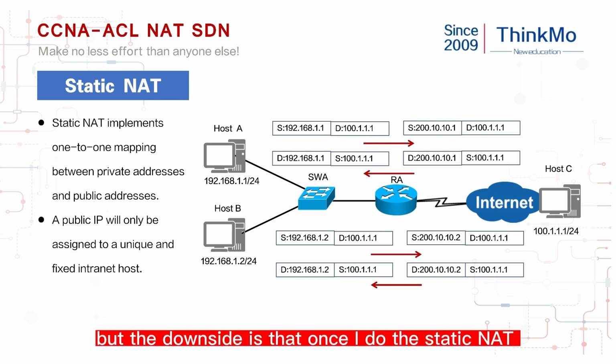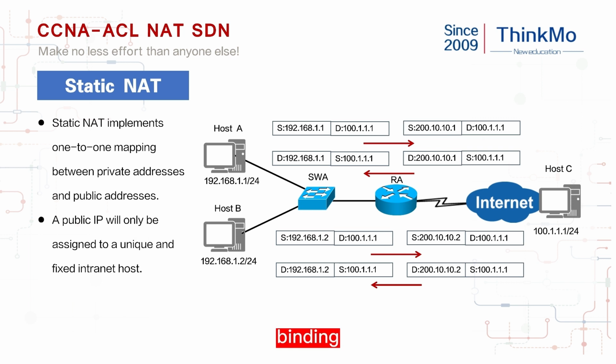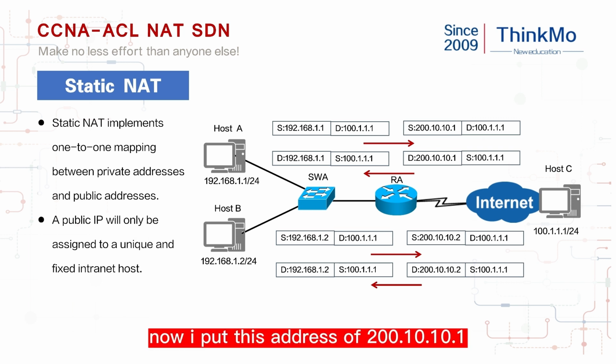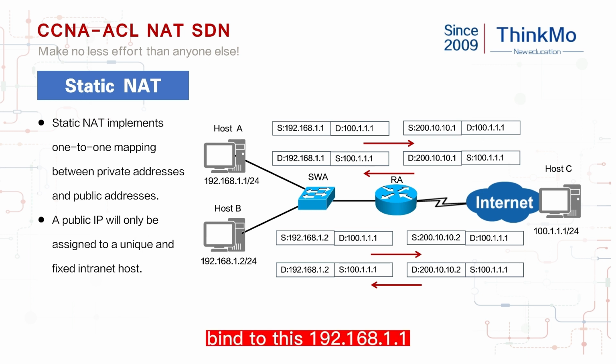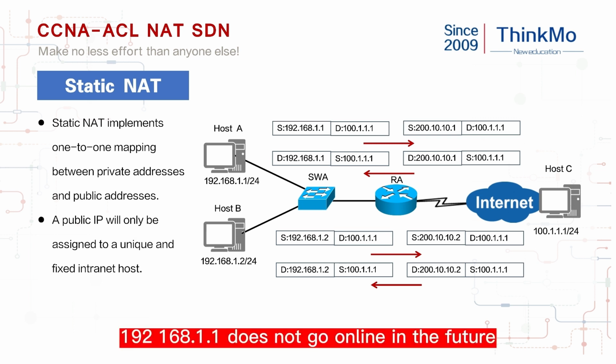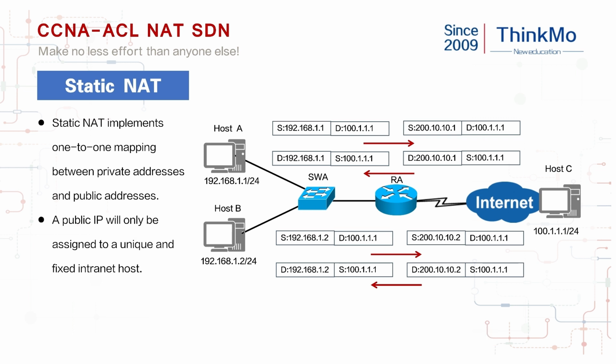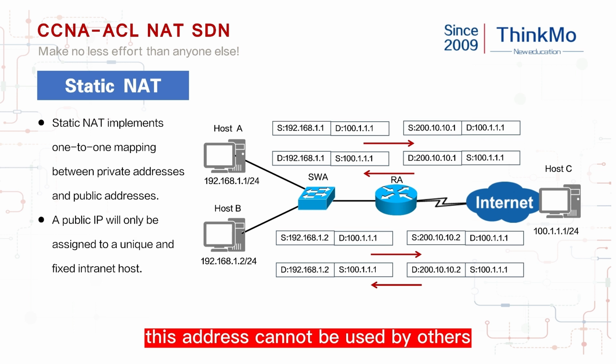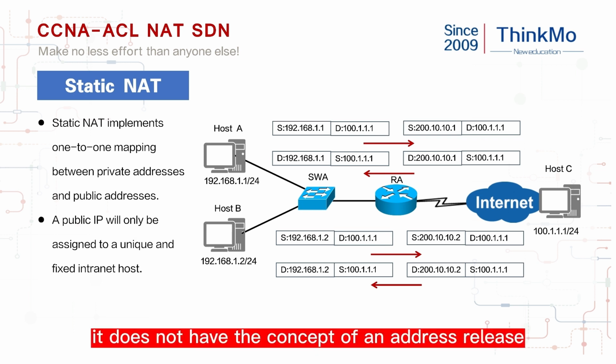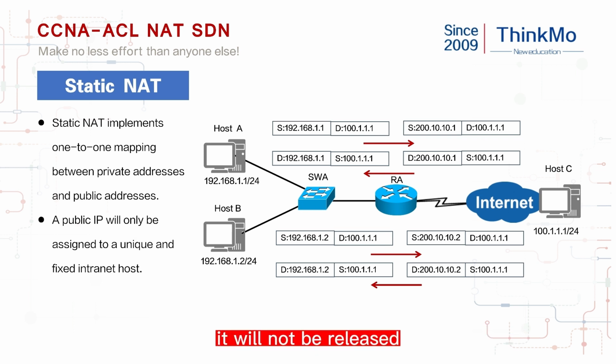But the downside is that once I do the static NAT binding, for example, now I bind this address 200.10.10.1 to this 192.168.1.1, then even if 192.168.1.1 does not go online in the future, this address cannot be used by others. It does not have the concept of an address release. It will not be released. No one else can use it.